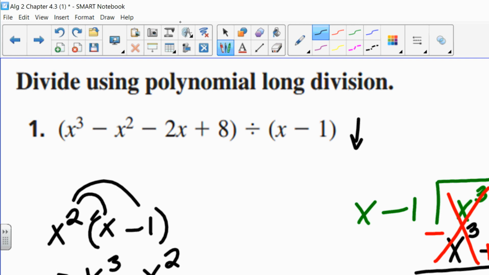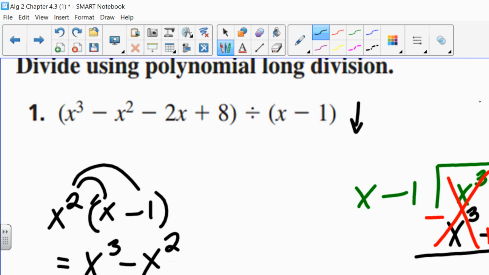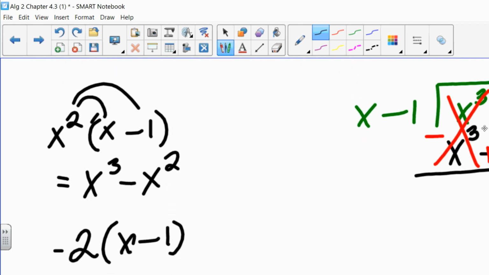So now we need to see what times x gives us negative 2x. So what times x gives us negative 2x? Yeah, it would be negative 2. Because do we already have x to the first power? Well, yeah, x is already to the first power. We're just missing the negative 2. So we can do negative 2 times x minus 1. Now, negative 2 times x would be negative 2x. Well, that's what we wanted, yes? Negative 2 times negative 1 would be plus 2.